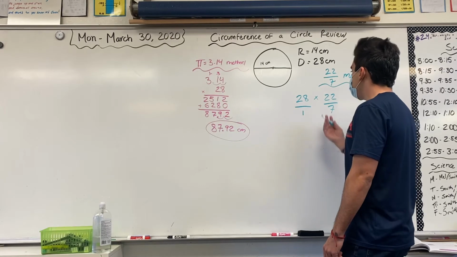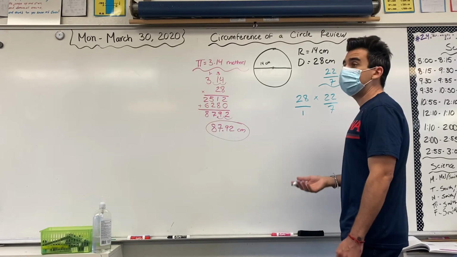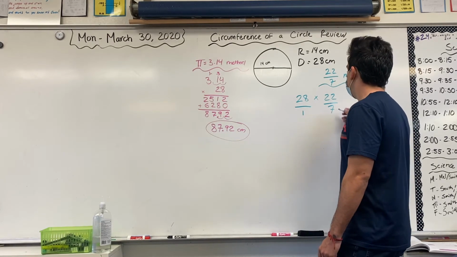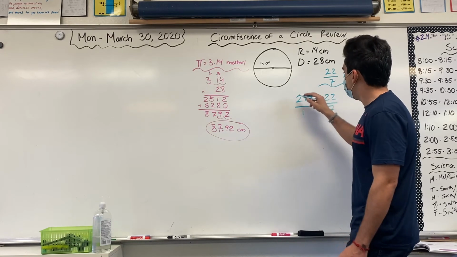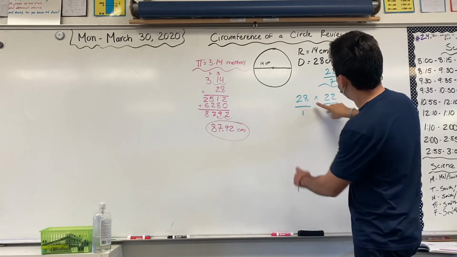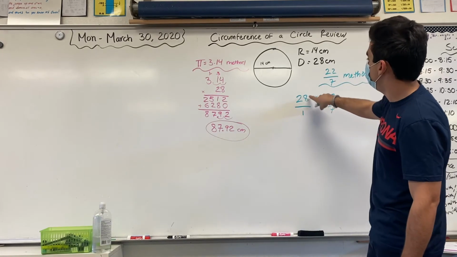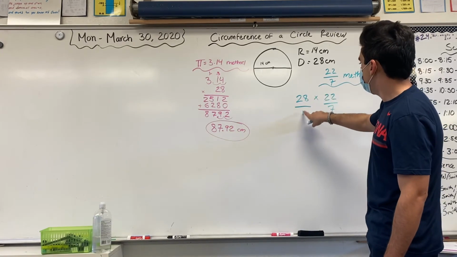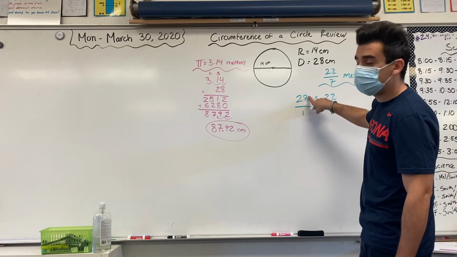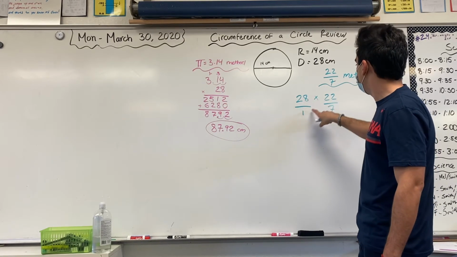So now, first thing is multiplying 28 and 22. Now, you can do that. That may take a while, though. So what you can do is cross-simplify. Now, cross-simplify is going across from the opposite numbers, the denominator to the opposite numerator. So with the 7 would correlate with the 28, and the 1 would correlate with the 22.